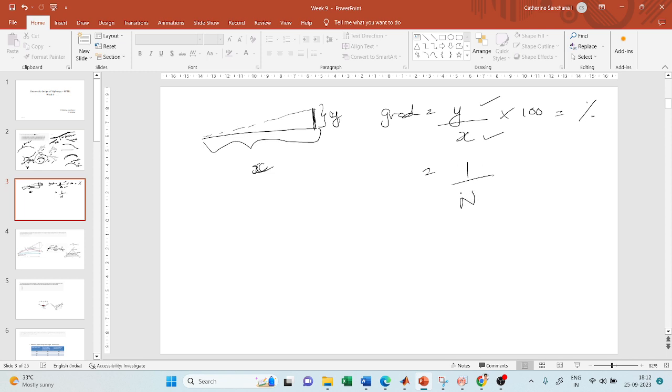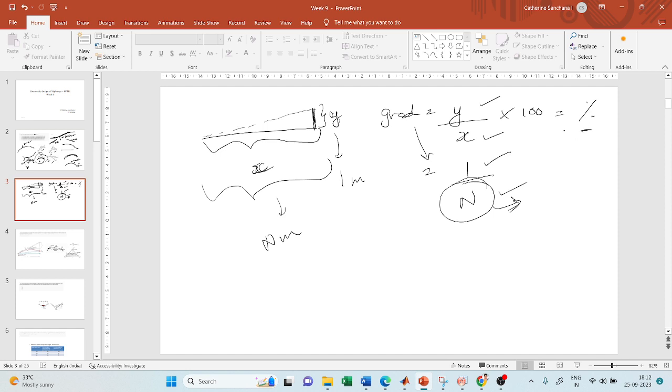What is 1 by n? How many meters, or kilometers, whatever. If I use meter in the numerator, I should use meter in the denominator, so they should be of the same units. For a 1 meter rise in the vertical direction, the distance you have to travel in the horizontal direction is n meters. So this gradient is either given by 1 by n or it is expressed as a percentage.